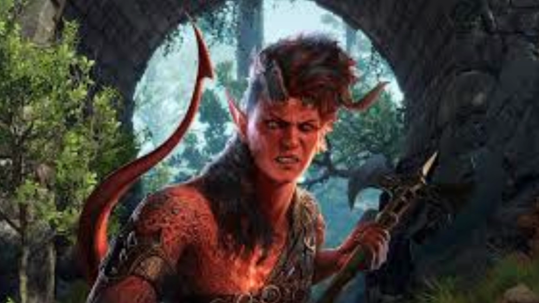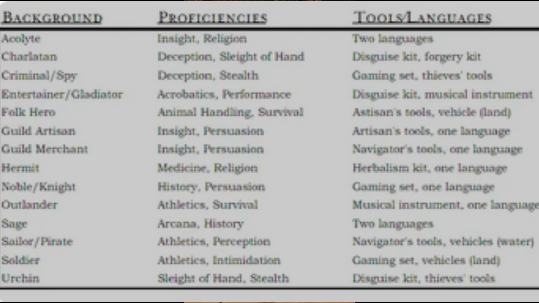Now it's time to pick your background. Now your backstory is your own individual story you created for your character of who they were before they were an adventurer. Your backstory will fall into one of the backgrounds. They're like categories for backstories. And you'll get a couple of skill proficiencies and tool or language proficiencies from your background.